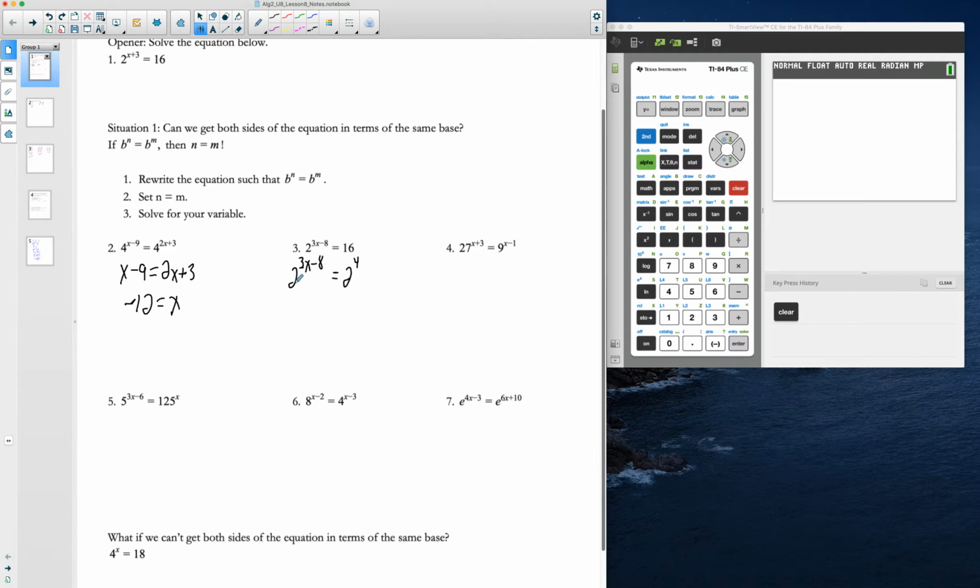And now, once again, the bases match. So then what we know in order for the left side to equal the right side is that the exponent on the left, which is 3x minus 8, has to equal the exponent on the right. And that tells us that 3x has to equal 12.